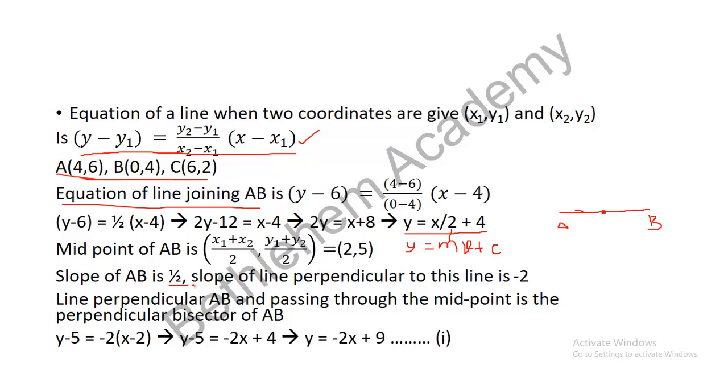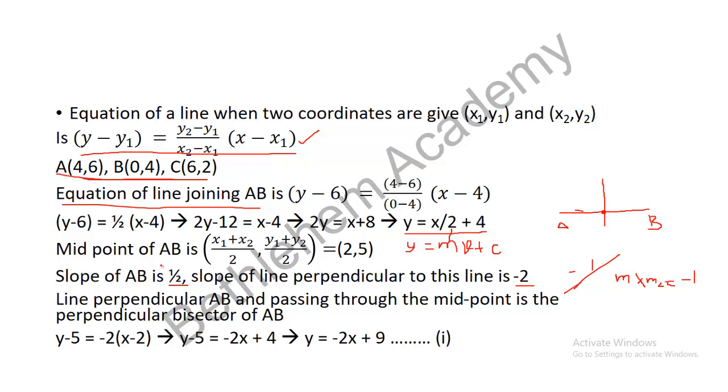When I know the slope of line AB, what would be the slope of a line that is perpendicular to it? The slope of a perpendicular line is equal to minus 1 divided by the slope of the given line, that is minus 1 divided by 1 by 2, which is minus 2. Or the other way of saying it is, if two lines are perpendicular, then the product of their slopes, m1 and m2, should be equal to minus 1. That is the condition for two lines being perpendicular.